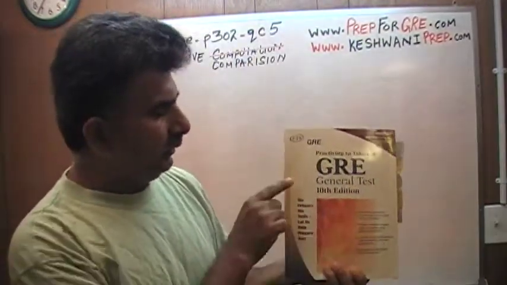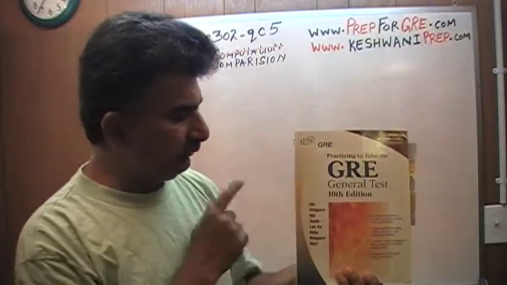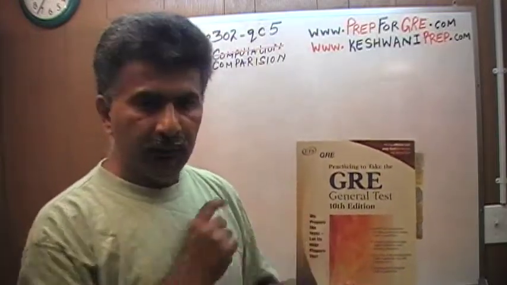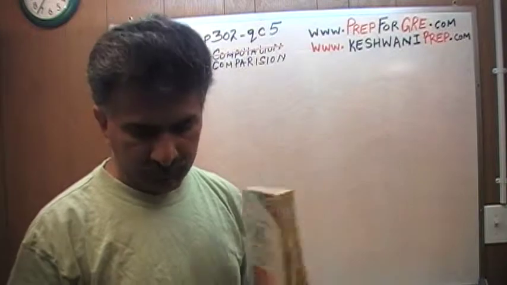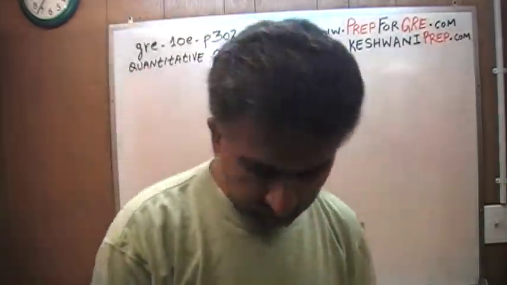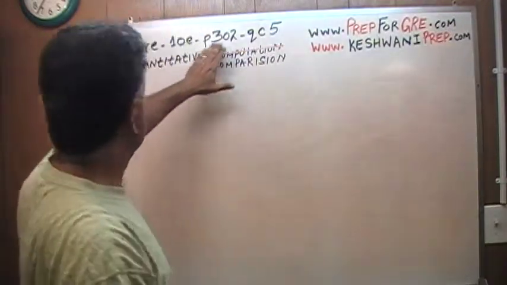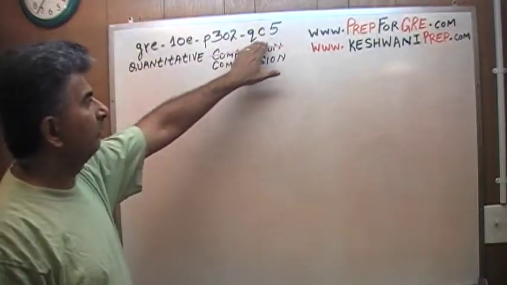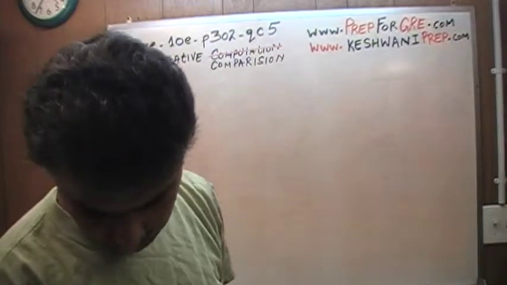I have been solving math problems for GRE out of this book here, practicing to take the GRE general test, the 10th edition. If you do not own this book already, purchase one immediately. The problem that I'm about to solve is the one that you're going to find on page number 302. Quantitative comparison question, number 5. Let's take a look at it.